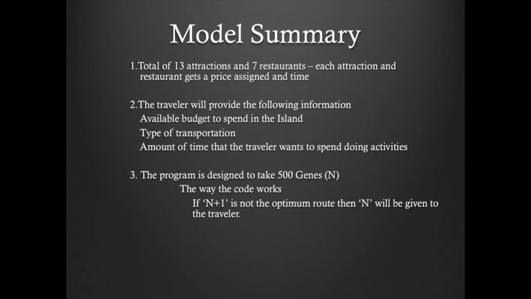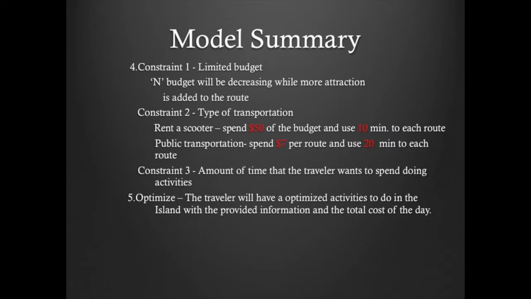The way that the code works is that if the n plus one route is not optimal, then the previous route is going to be the optimal route. The first constraint is limited budget. The second constraint is type of transportation. If the person decides to rent a scooter, they're going to spend $50, and we're going to add 10 minutes to each route. If they decide to use public transportation, they're going to spend $7, and they're going to use 20 minutes of each route. And the third is the amount of time the person wants to spend doing activities.